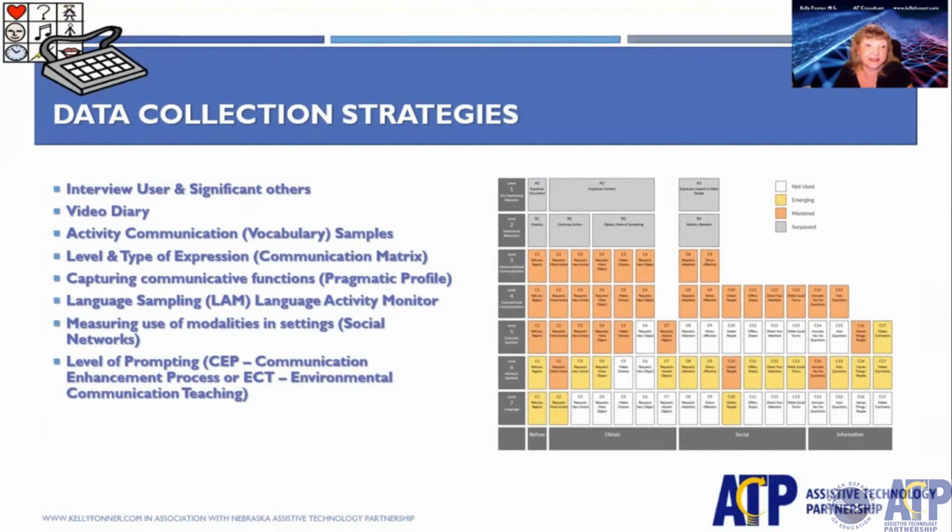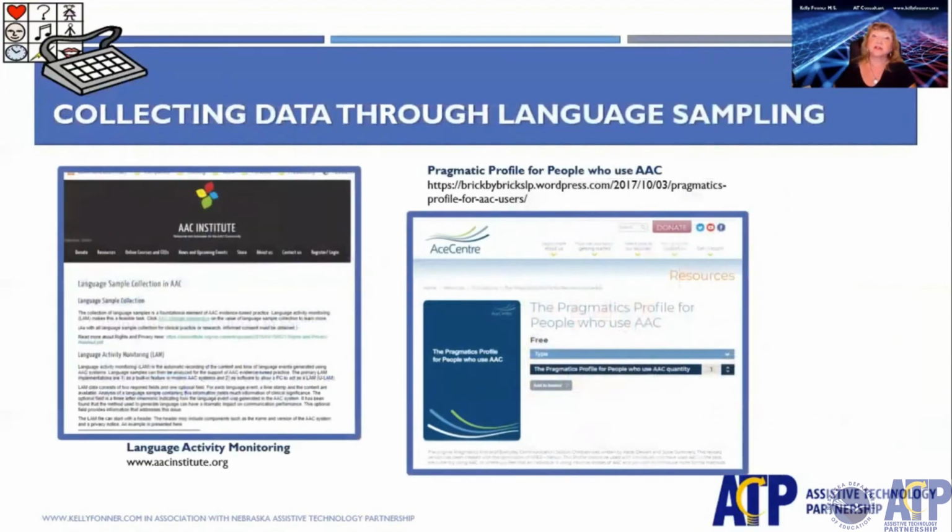We'll talk more about this in individual systems in a later session, but you can do interviews, you can survey people, you can keep video diaries, you can keep language samples, you could do assessment tools such as the Communication Matrix that looks at communicative functions and whether that function is emergent or mastered or not even used yet. We look at some other measures such as how people communicate in different social situations, such as the Social Networks assessment tool.